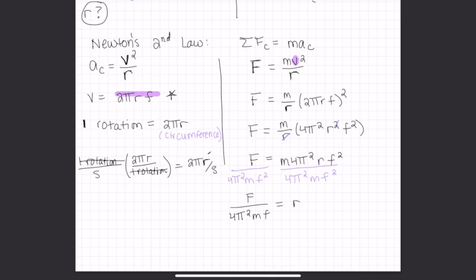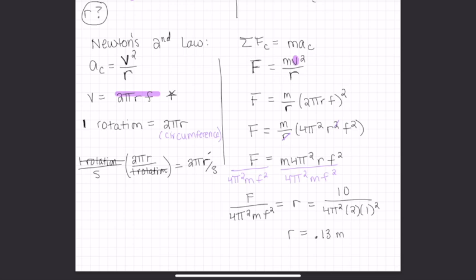All that stuff is equal to r, and then I can plug in 10 over 4 pi squared times 2, oh, I lost a squared on that frequency, times 1 squared. And I'll go ahead and plug that all into my calculator. 10 over 4 pi squared times 2 times, basically that would just end up being 1. And this gives me a radius. I'm going to round to 2 sig figs of 0.13 meters.